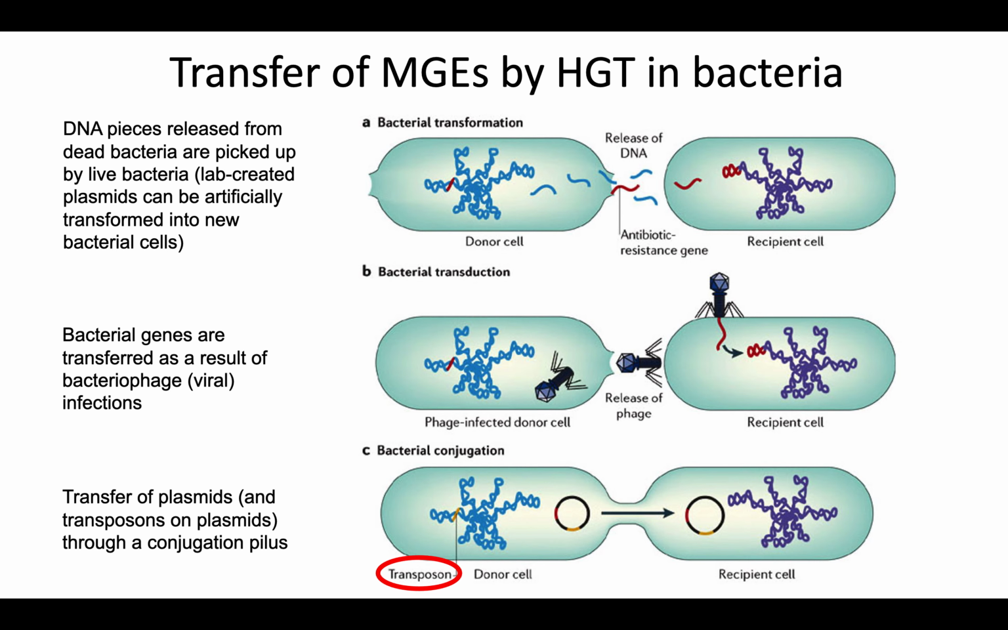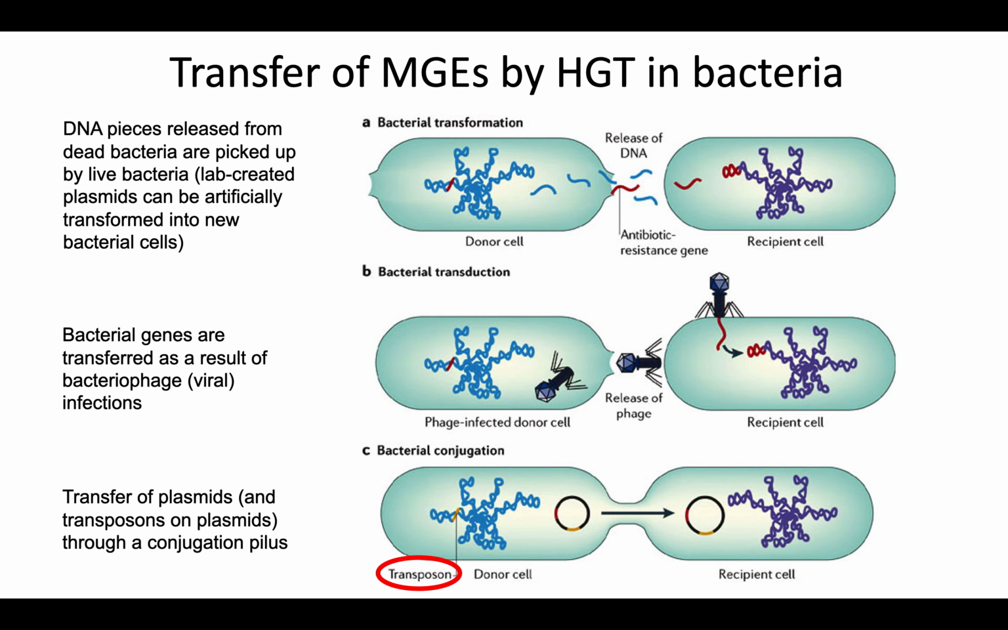So the names of those processes are transformation, transduction, and conjugation. If we look at the diagram on top there, this is transformation. What happens in this situation is that a bacterial cell, the donor cell, dies. You know, they get old, they live, they die. When that bacterial cell dies, the DNA or the chromosome within it starts to fragment and decompose, and it will be released into the environment.